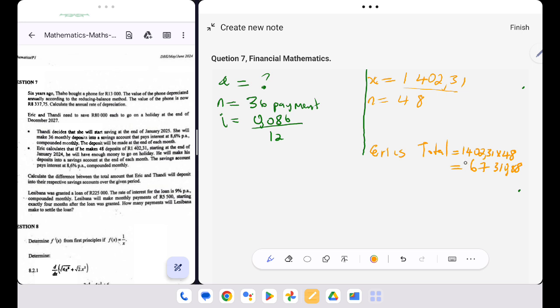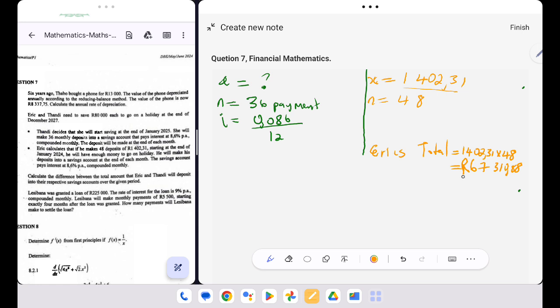The other day my learner wanted to kill me because I didn't write the currency. This thing is in rands, guys. Since you're in South Africa, financial maths, whenever you deal with money, you must always write the currency in rands.